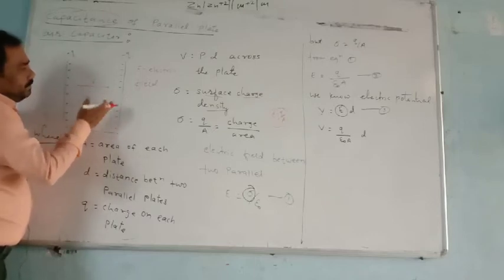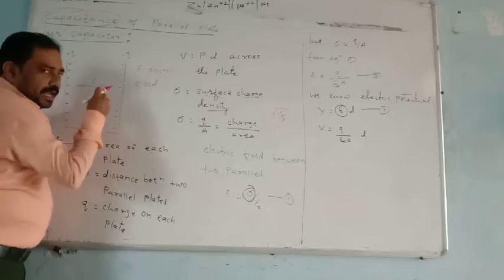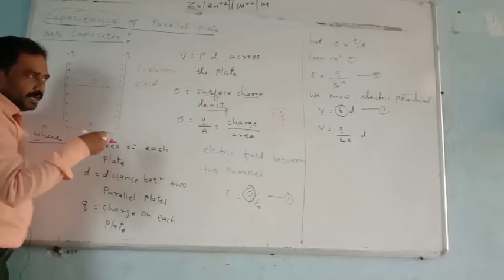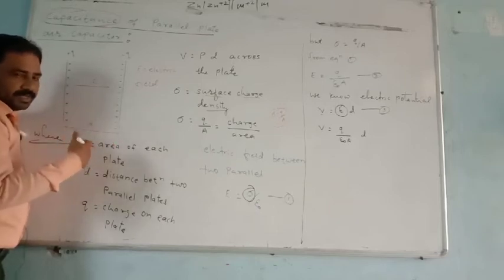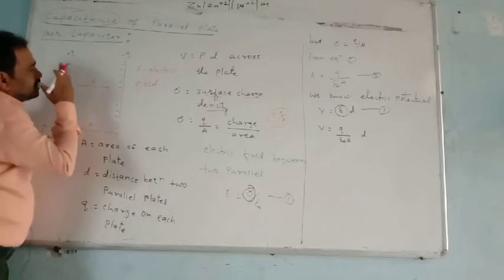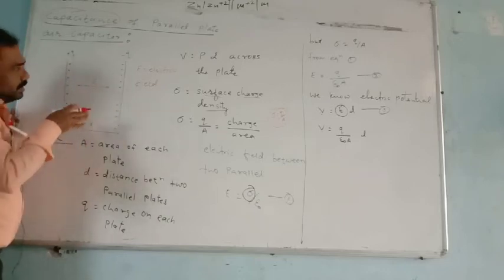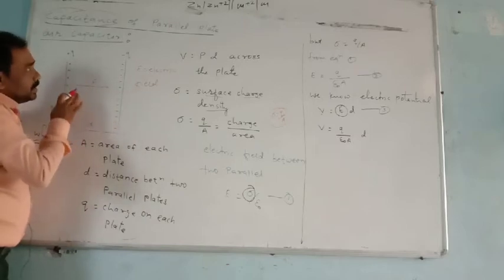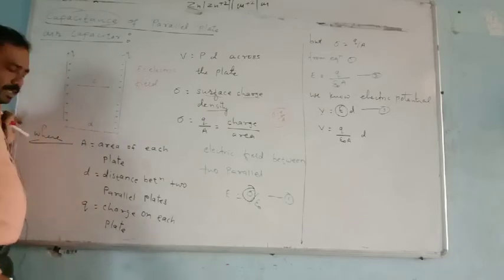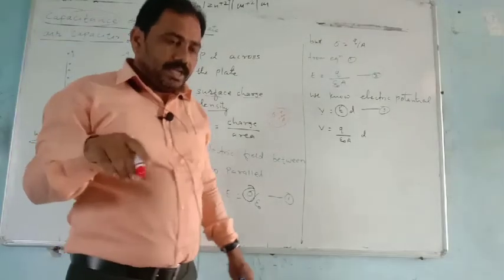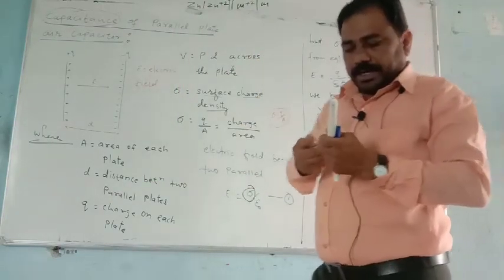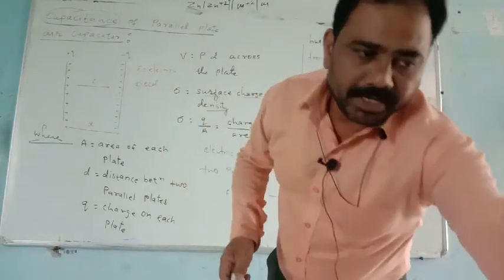If we introduce a dielectric here, we will discuss what a dielectric means in our next videos. If we introduce a dielectric, that is an insulator like mica or paper, then we can easily calculate the capacitance. But here we have to calculate the capacitance of a parallel plate, and in between that parallel plate the medium is air.